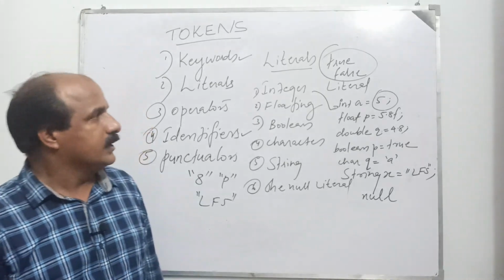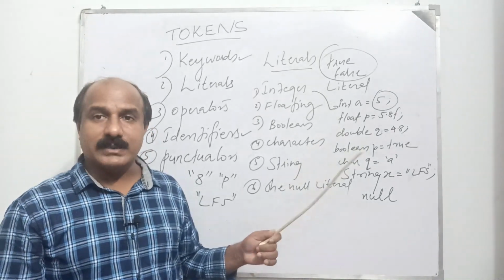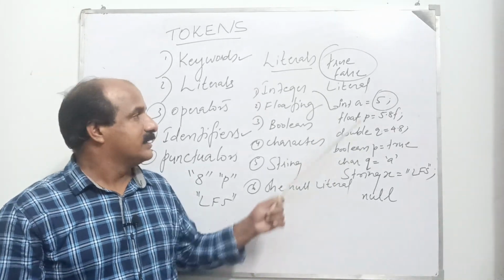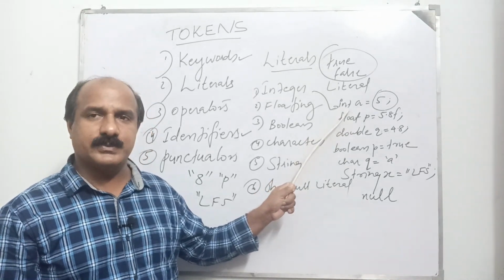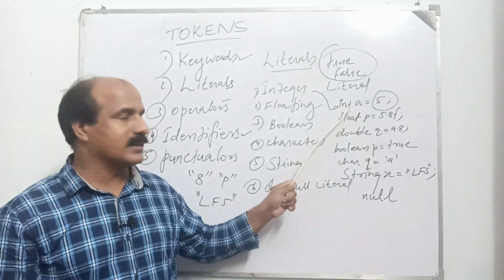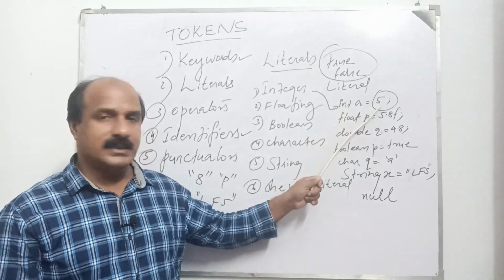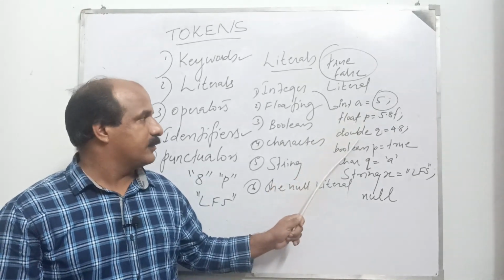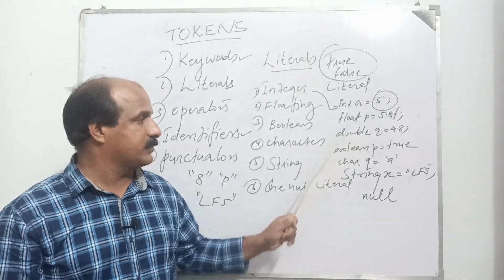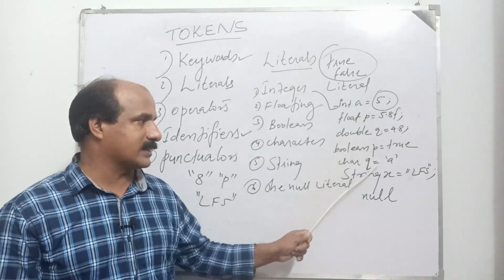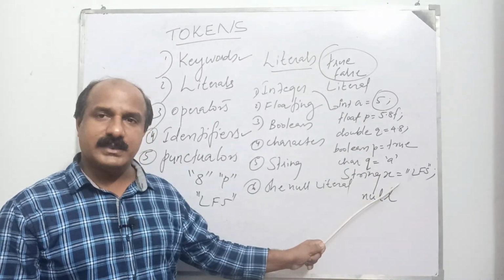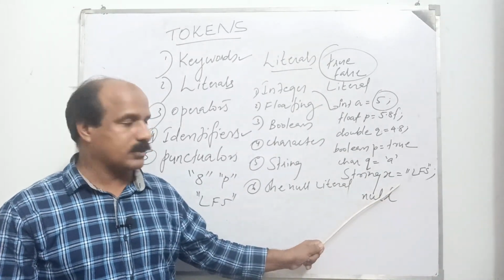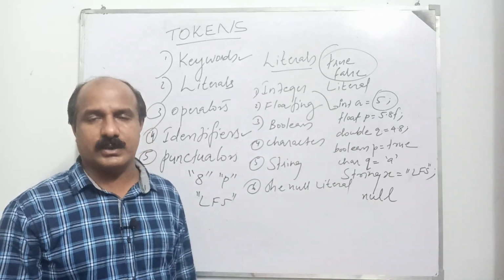So I am once again summarizing. Integer literal means numbers without a decimal. Then floating literal means numbers with decimal. Boolean means true or false. Character means any character in single quote. Then string literal means any number of characters in double quotes. Null means null literal only.